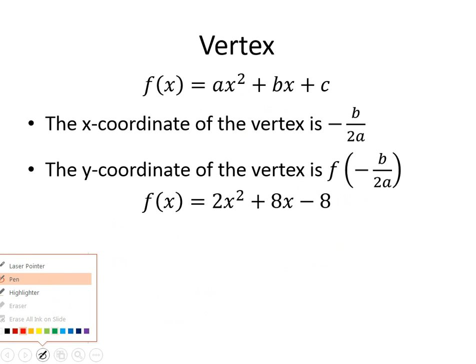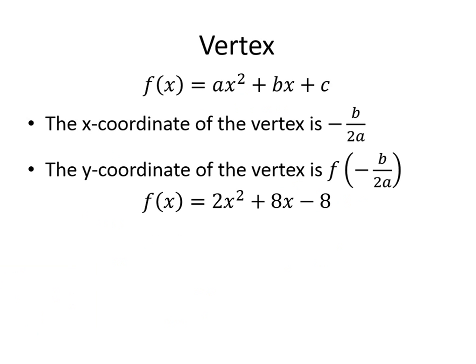Okay, your vertex. Now, your vertex can be found if you're putting it into standard form. It's just a little quick formula. The x-coordinate will be at negative b over 2a. And the y-coordinate would be, whenever you find that number, you plug it back into the function and see what you get. So, let's look at this one down here.